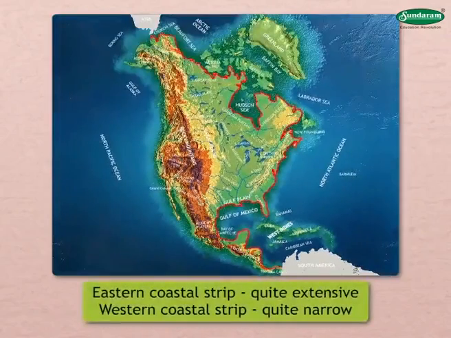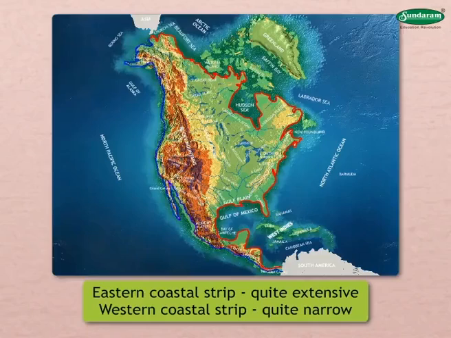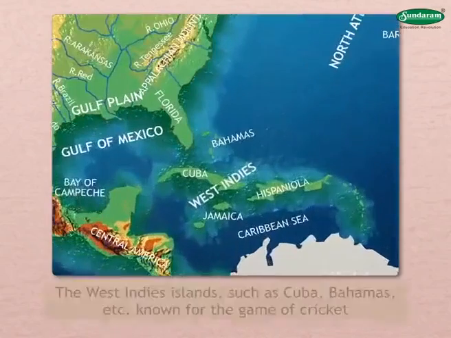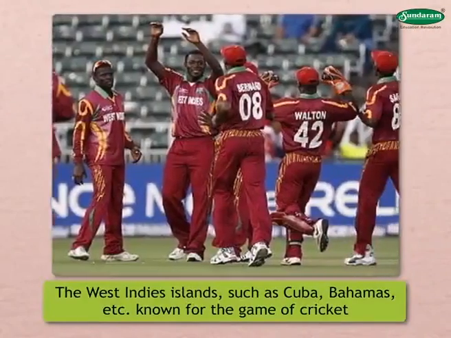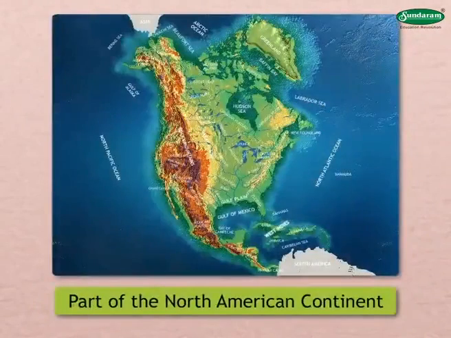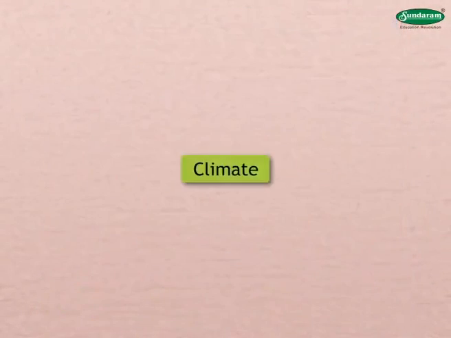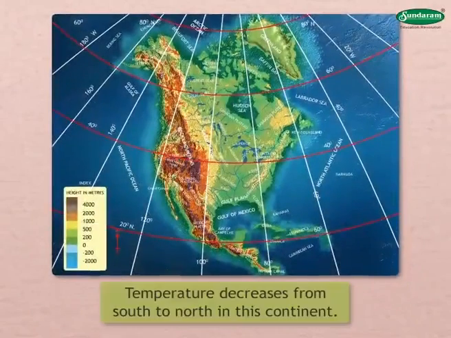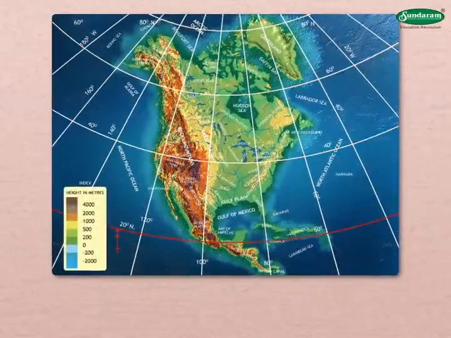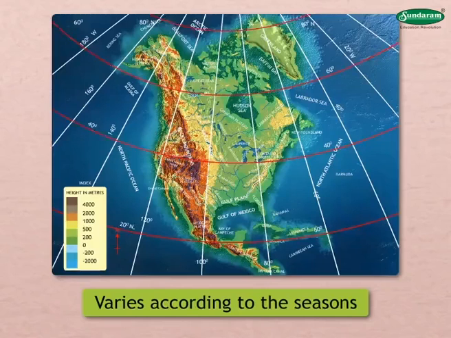The eastern coastal strip of the continent is quite extensive. However, the western coastal strip is quite narrow. The West Indies islands, such as Cuba, Bahamas, etc., known for the game of cricket, form part of the North American continent. Climate. As temperature largely depends on the latitude of a place, it decreases from south to north in this continent. Of course, it varies according to the seasons.